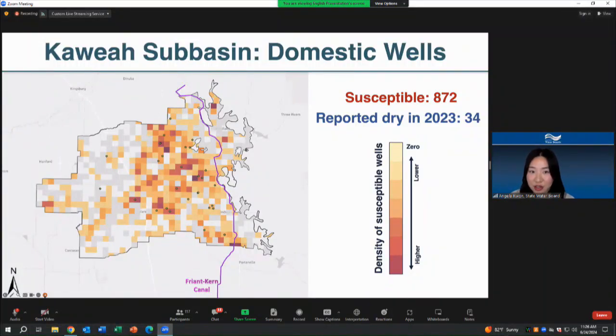The darker red colors represent areas with a greater number of domestic wells per block that are at risk of going dry. The lighter colored blocks represent fewer at-risk domestic wells per block.